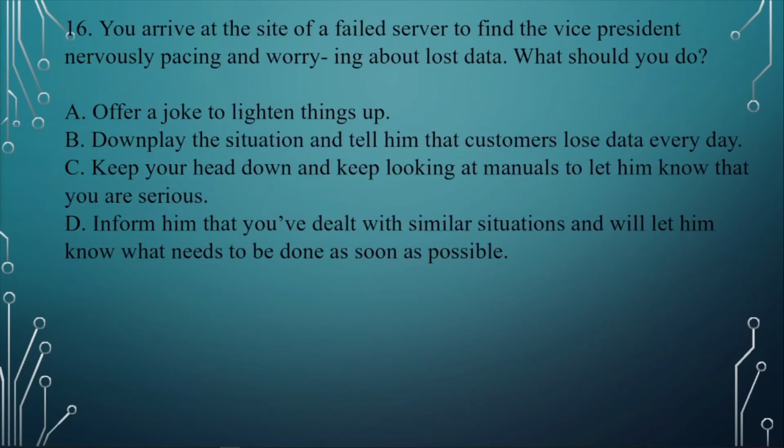Question number 16. You arrive at the site of a failed server to find the vice president nervously pacing and worrying about the lost data. What should you do? A. Offer a joke to lighten things up. B. Downplay the situation, tell them customers lose data every day. C. Keep your head down and keep looking at manuals to let them know that you're serious. D. Inform them that you've dealt with similar situations and will let them know what needs to be done as soon as possible.